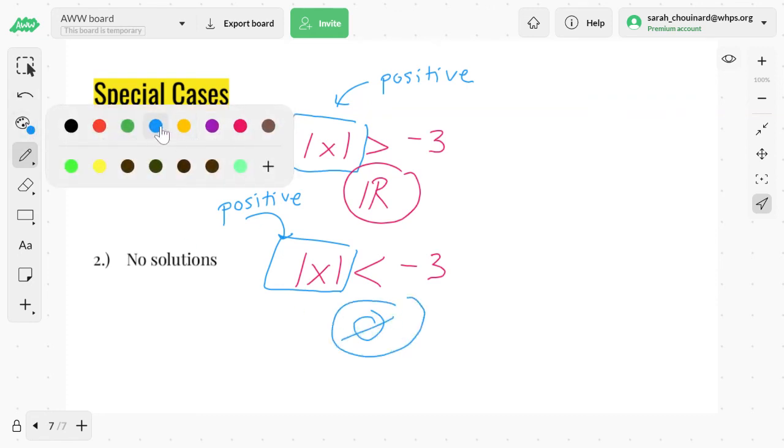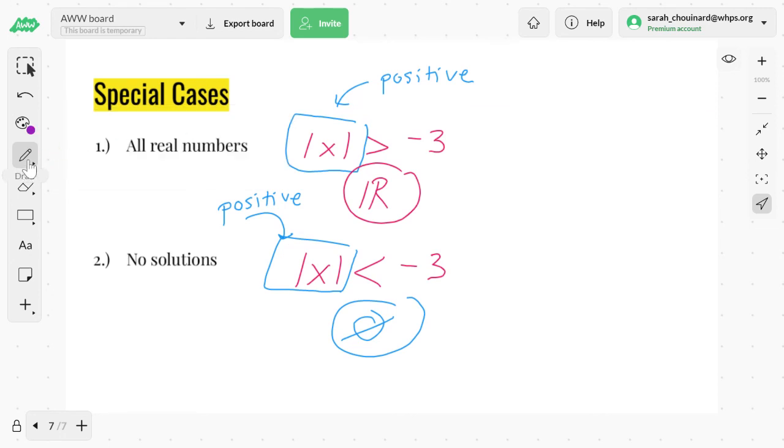So what needs to happen with these types of problems is if your brain sees a negative number on the other side of an inequality, you need to stop and think, is this always true? Is it greater than the negative? Or is it always false? Is it less than the negative? And that will help you decide if it's all real numbers or no solution.